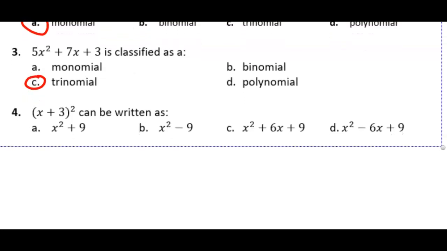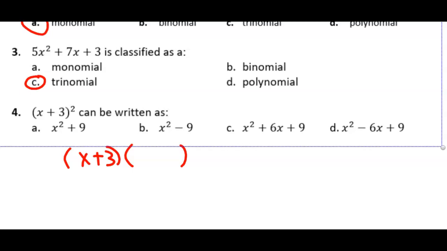How would I do that? Don't guess. Work it out. What does x plus 3 squared mean? It means x plus 3 times x plus 3.